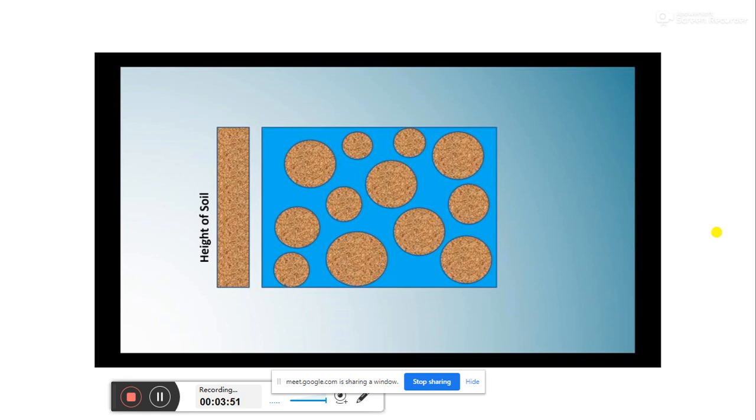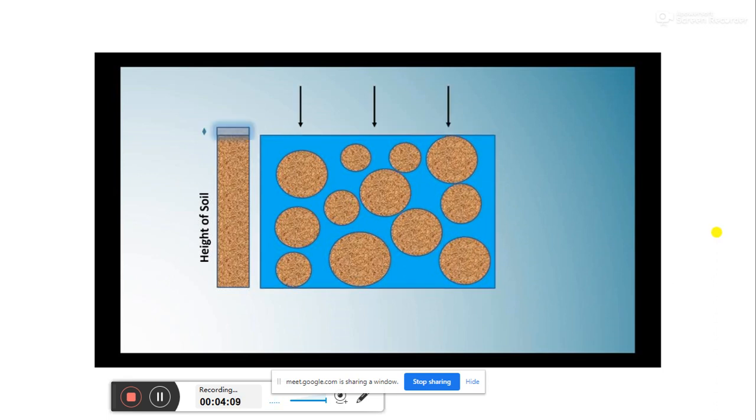As the water flows out, the solid particles are rearranged and the overall height of the soil decreases, and as such settlement is taking place. Okay, again I am repeating. As the water flows out, the solid particles are rearranged and the overall height of the soil decreases, as such settlement is taking place.